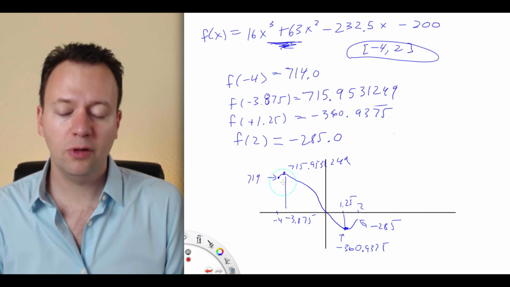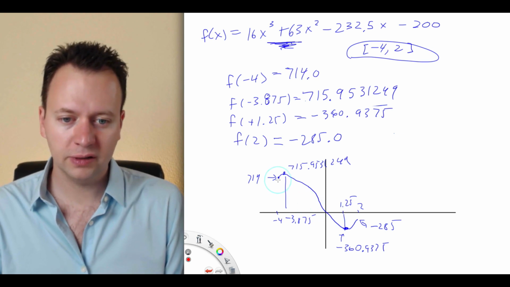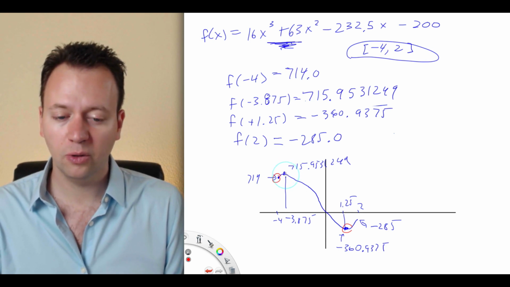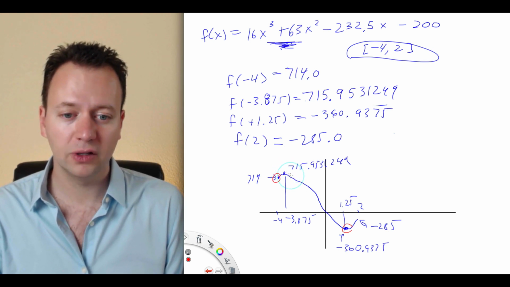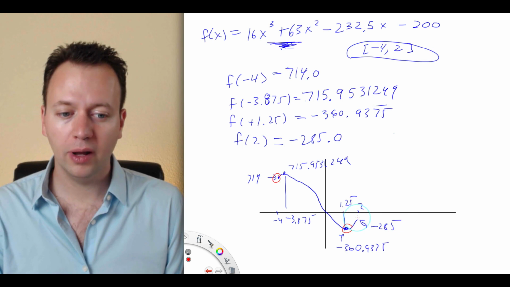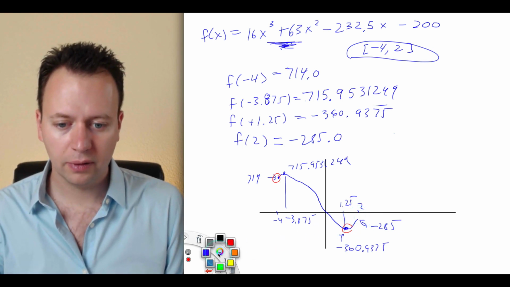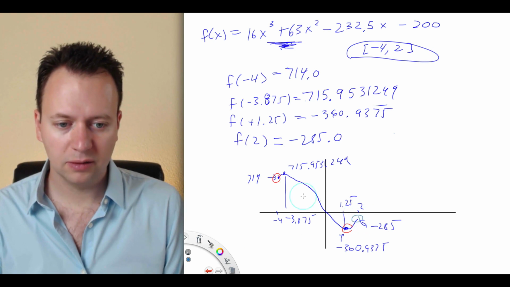So because of the theory, we know that this is basically what it looks like. This endpoint is a local minimum, this is a local minimum, and then the critical point at negative 3.875 is a local maximum, and the boundary point 2 is a local maximum. So then we have maximum, maximum.